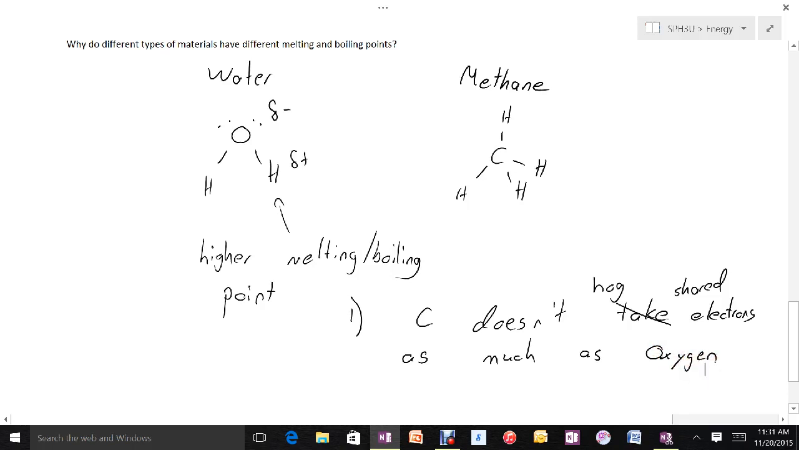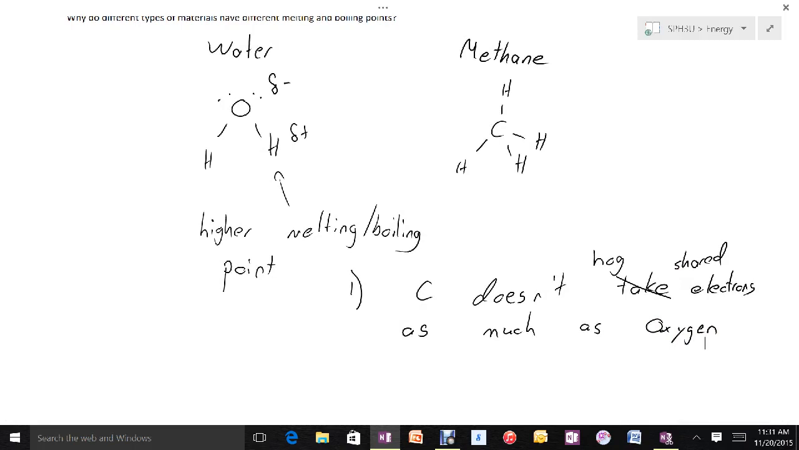But the second reason why we have a very low melting and boiling point for methane is due to the shape of the overall molecule. Even if the carbon did try to hog those electrons a little bit more than hydrogen, what we can see is that the uneven sharing would go equally in each direction. Methane is symmetric, which means even if a little bit of charge did exist due to an uneven sharing, that uneven charge would go in all four directions evenly.